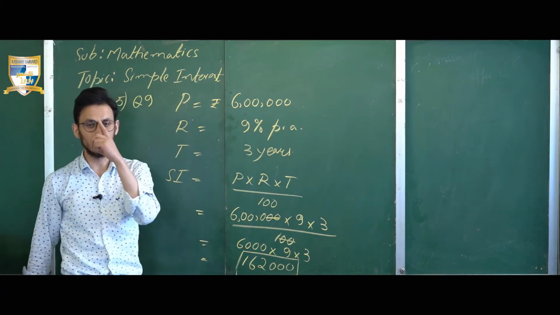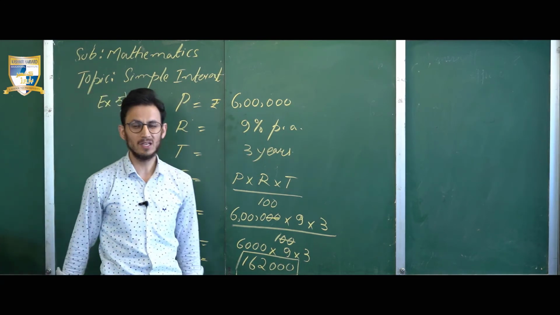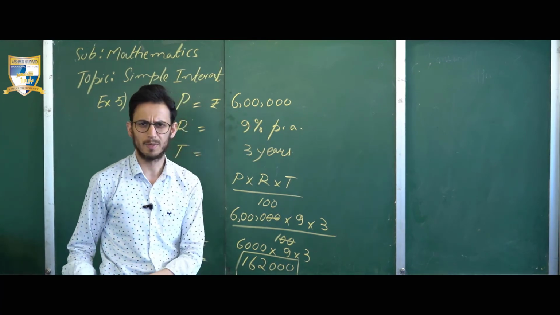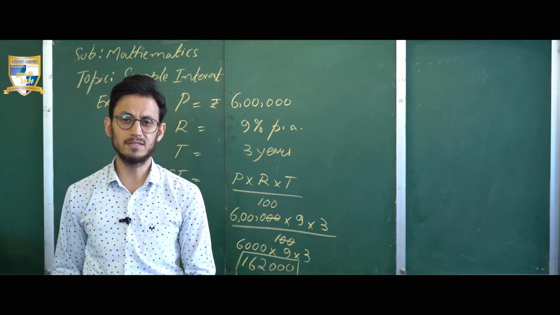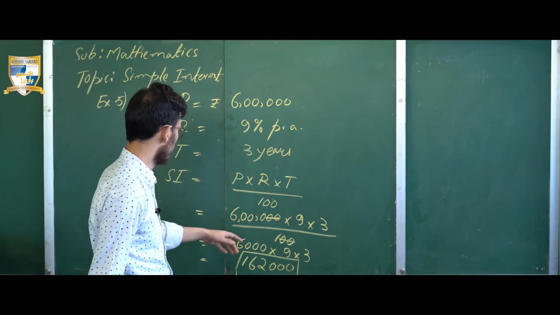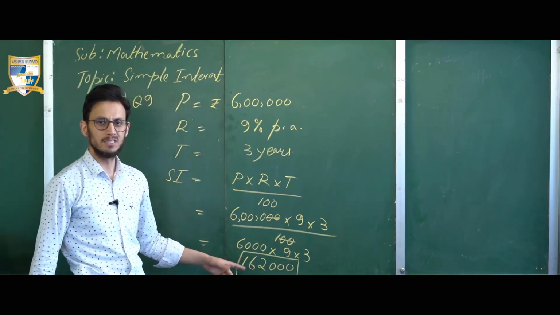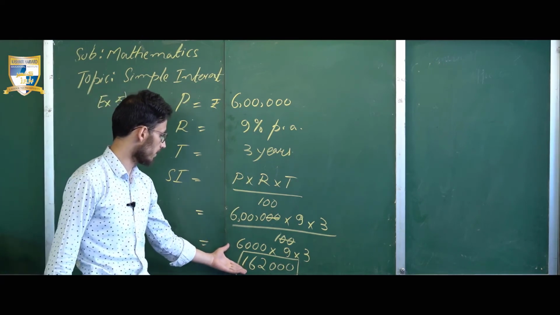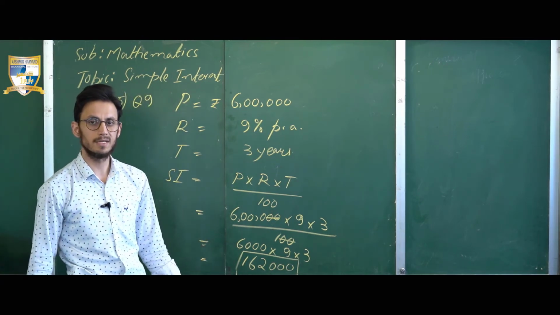But what he is doing, among 6 lakh, he is paying just 3 lakh in cash. And the rest of the money he is paying as a flat. Means for the rest of the money he is giving the flat, as well as he has to pay the simple interest. Now the question is asking what is the price of the flat.